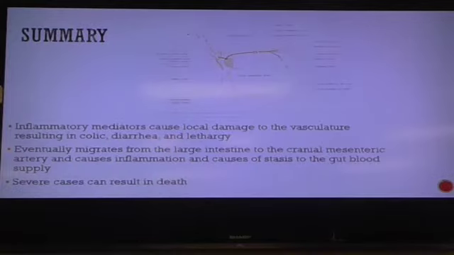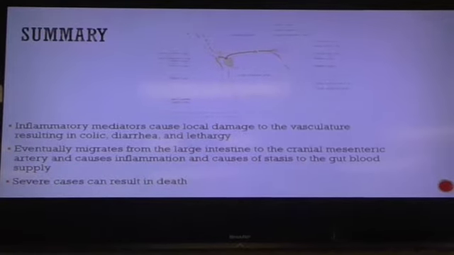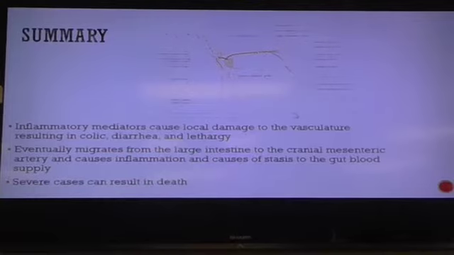All of this has previously been said, but just to summarize, again, the cranial mesenteric artery is the main artery associated with Strongylus vulgaris. As you can see, it branches off to form different arteries to other parts of the gut. So it's very important to control this parasite because it can get bad. The inflammatory mediators, like Alex said, can cause local damage to the vasculature, resulting in colic, diarrhea, and lethargy. And as I said before, they can migrate to and from the large intestine and the cranial mesenteric artery, and can cause stasis of the gut blood supply. There have been severe cases that can result in death as well.